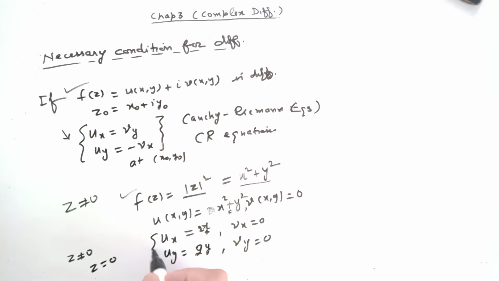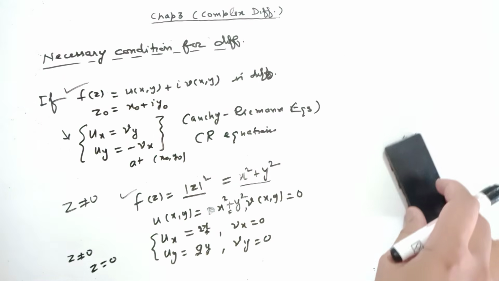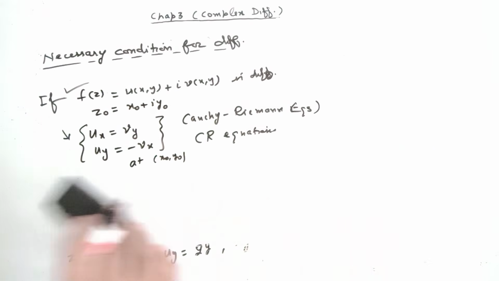But from this, we cannot say that since CR equations are satisfied, the function is differentiable at 0. You have to go with the definition of differentiability. I will tell you another sufficient condition for differentiability that you can use. But saying that CR equations are satisfied at this point, so the function is differentiable, that you cannot use. Something additional is required. So you verified the non-differentiability of mod z square for z non-zero using CR equations.